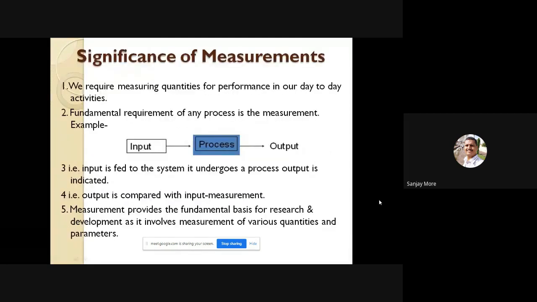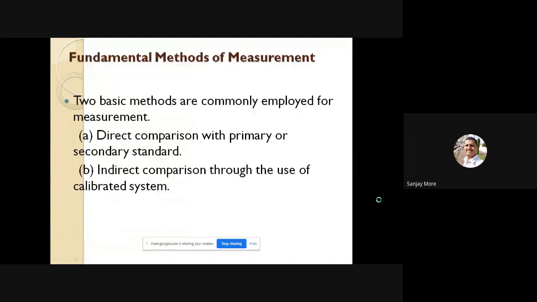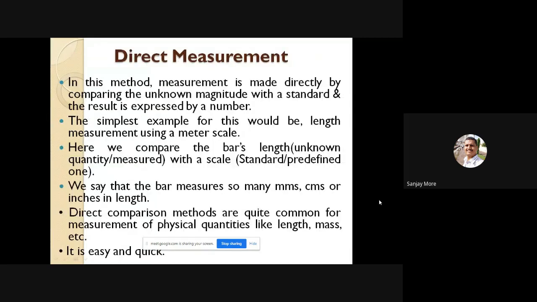Then the next point is the significance of measurement. When you measure any unknown quantity, you first take the input, then select one process, and then the output is in the form of a digital or numerical value. Then fundamental methods of measurement. There are two fundamental methods: direct comparison and indirect comparison. The direct comparison method is the direct measurement method.